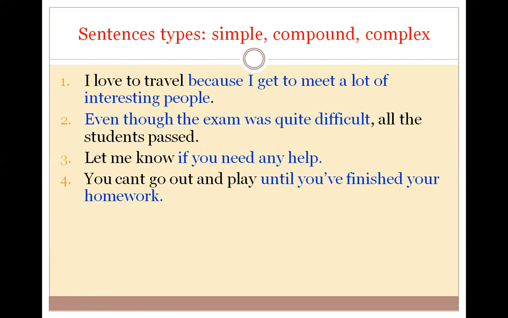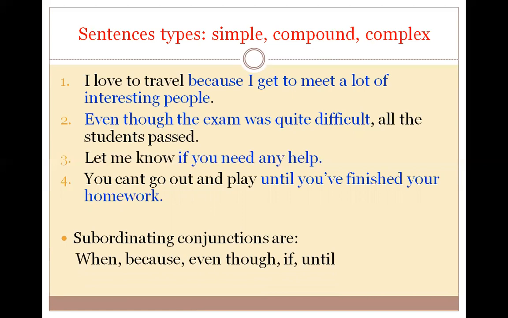I love to travel. Okay, I understood. All the students passed. Okay, let me know. You can't go out and play. All these four sentences are understandable, and we call them independent clauses, and the blue ones are dependent clauses. The subordinating conjunctions are when, because, even though, if, until, because they are joining or somehow explaining to you about the dependent clause.